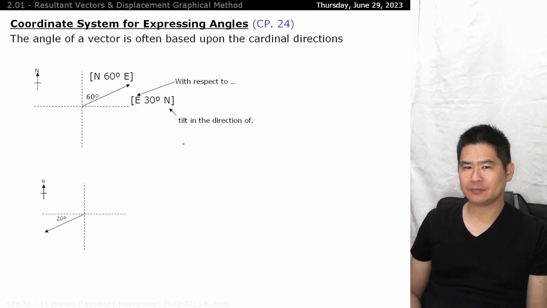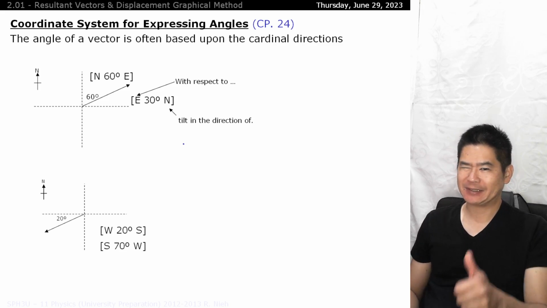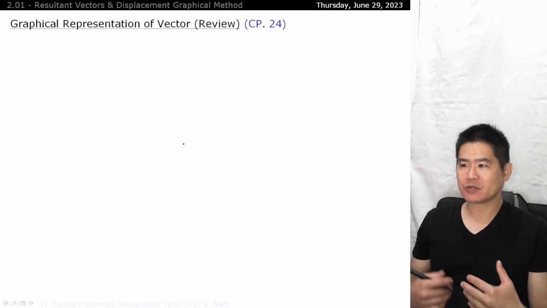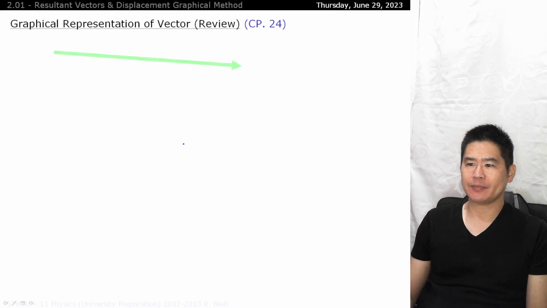Try out the next one on your own. Did you get the answer of either west 20 degrees south or south 70 degrees west? Spot on. All right, so vectors can be described using a scale diagram.